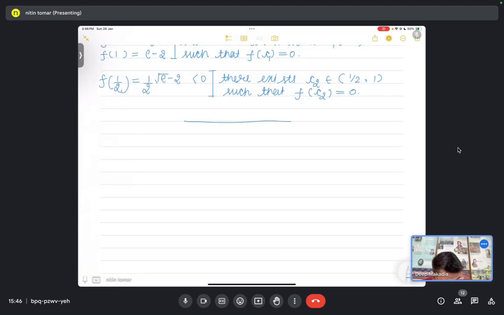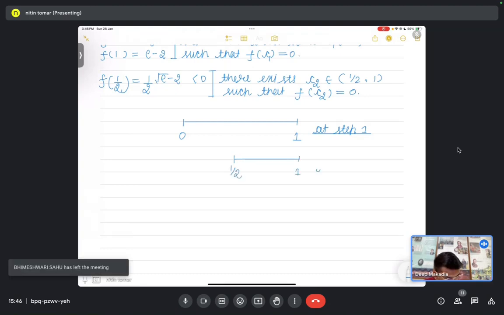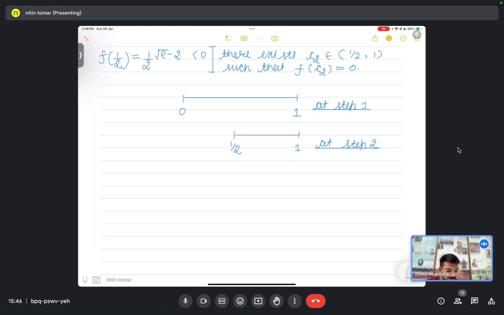At the first stage, we just took 0 and 1, and we checked the sign. So at the end of step 1, we had this interval 0 comma 1. Then we cut this interval in half on the basis of location of root theorem, and this was our step 2. At step 2, I will repeat the process again, and I can do this on and on. Am I correct?